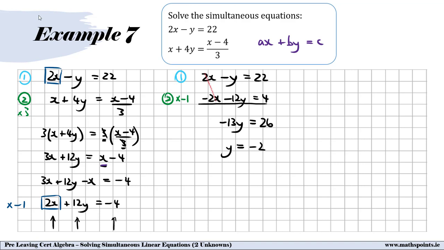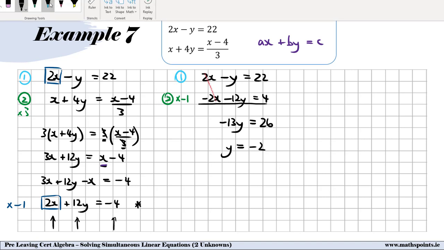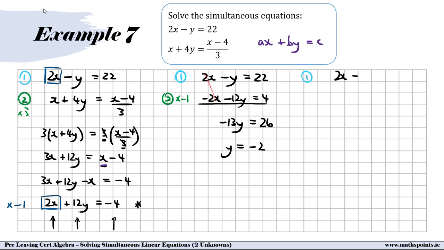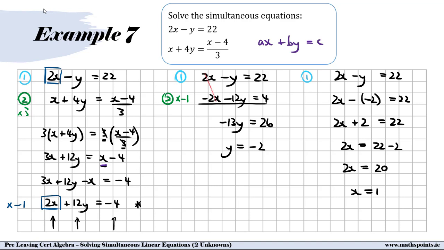I can sub this into either of the original equations or into the manipulated version of equation 2. So I'm going to sub it into the original equation 1 and see can we solve then for x. So equation 1 was 2x minus y equals 22. I'm going to sub in -2 for y, so I have 2x minus -2 equals 22. I have 2x, minus by a minus is a plus 2, equals 22. I'm going to subtract the 2 from both sides to give me 2x equals 22 minus 2, so 2x equals 20. And then divide both sides by 2 and I get x is equal to 10. And this gives me a final solution to the simultaneous equation of x equals 10 and y equals -2.